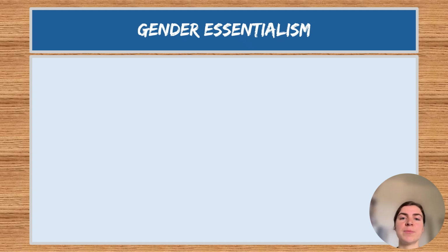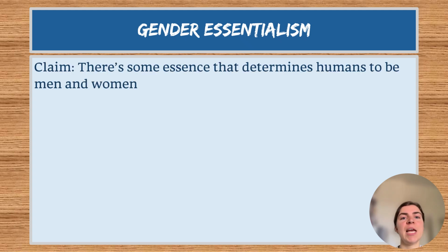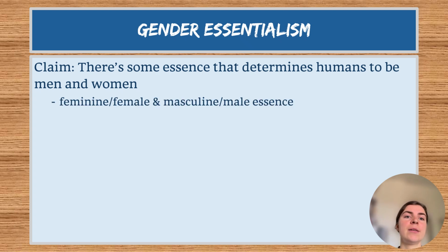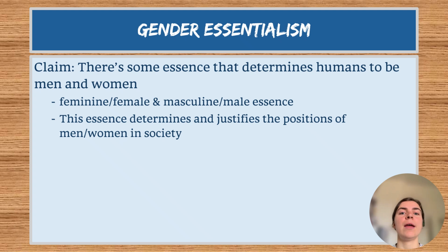There will be some aspects that we have talked about before and that I've mentioned before, but let's have a look. The claim of gender essentialism is that there's some essence that determines humans to be men and women. So a category that combines both sex and gender role. And here we would basically have this idea of a feminine and female and masculine and male essence. So there's something about human beings that makes them really have this congruency and also just behave and be in those categories. And it is said that this essence determines and also justifies the positions of men and women in society.